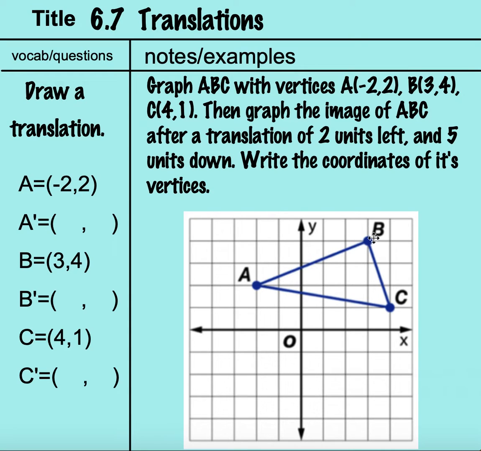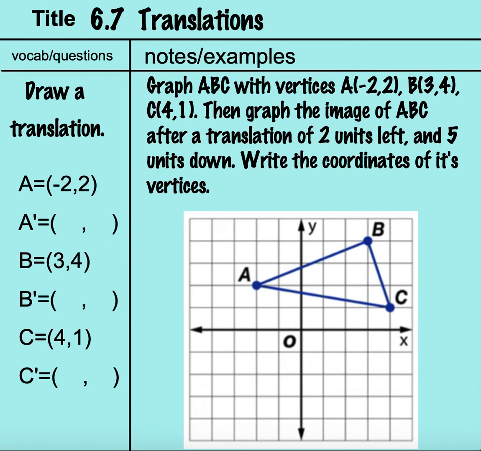Similarly for B, to get to B I have to go 3 to the right and 4 up. So that's point 3, 4. To get to C, I have to go 4 to the right and 1 up. So that's 4, 1. Now I'm going to translate this 2 units left and 5 units down. Then we're going to look at what happened to my vertices.